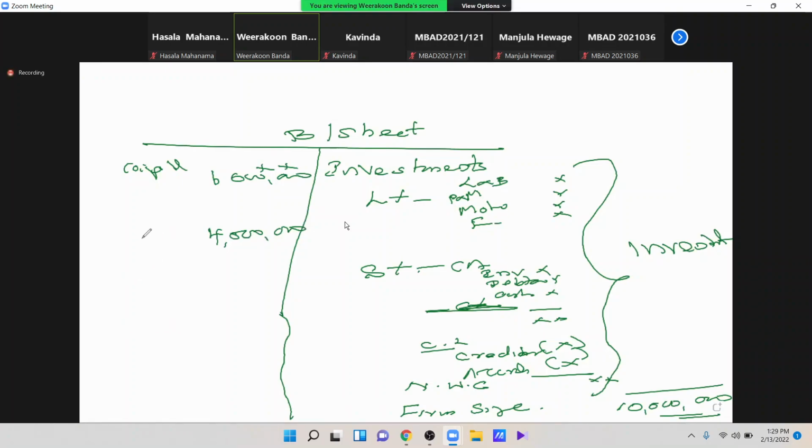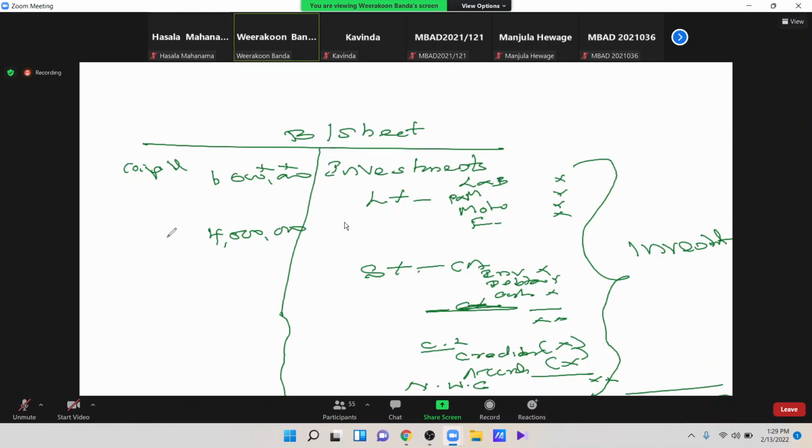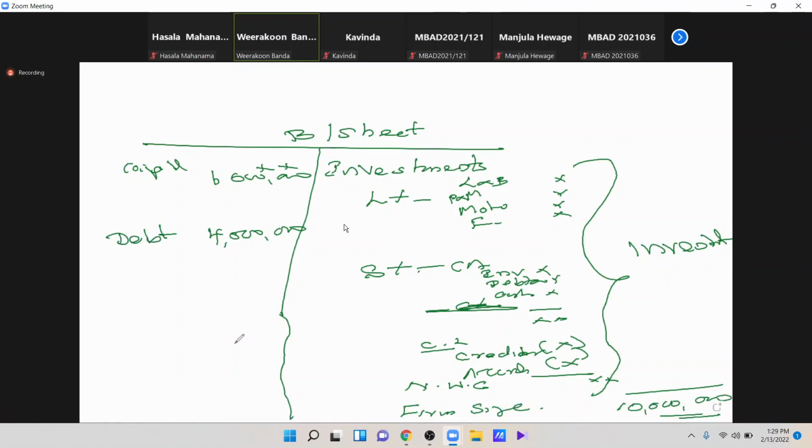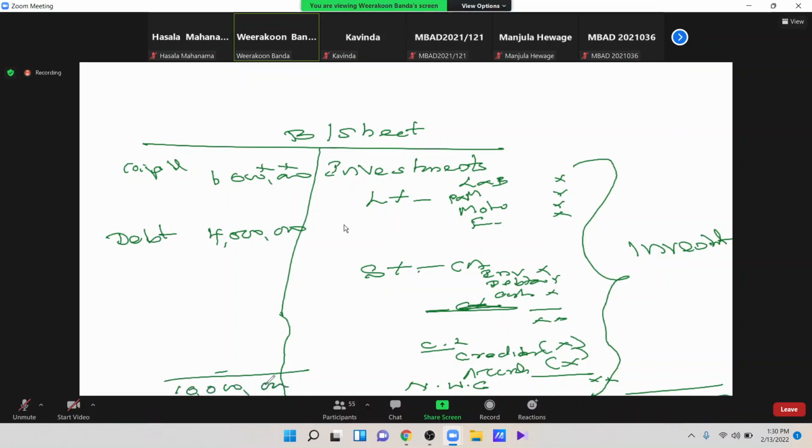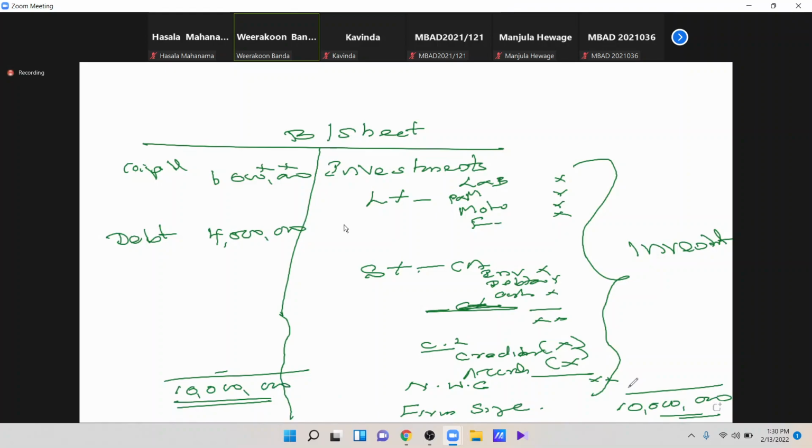However, if you don't have money, then you can raise it from the external market. We call that debt capital. Then ultimately, you have to maintain 10 million rupees of value for the business.